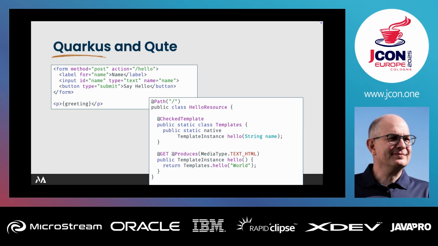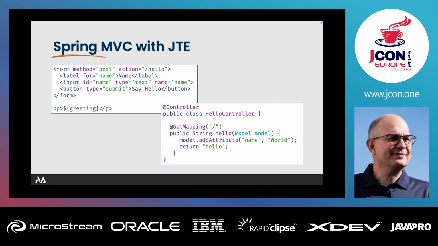That means if I make a mistake here in the template, for example, my code will not compile because Qute will check if the template matches the definition with the check template that I have here in my code. So I get some more type safety.